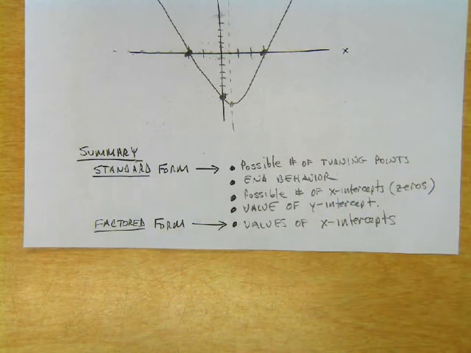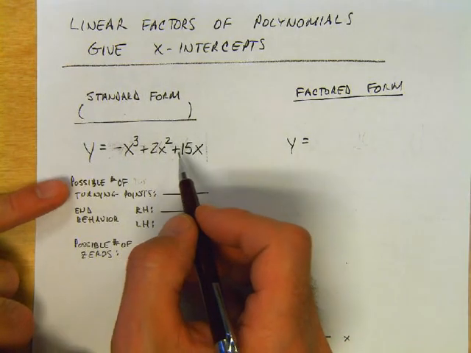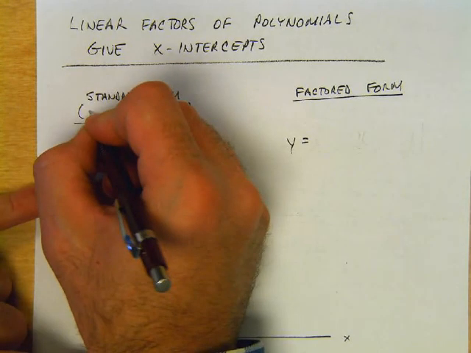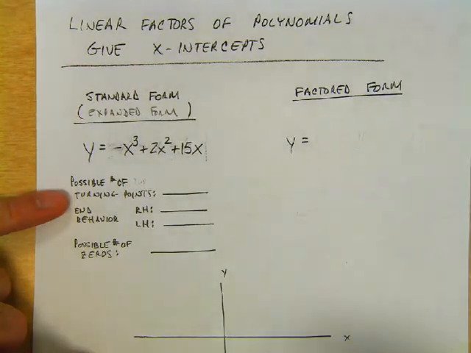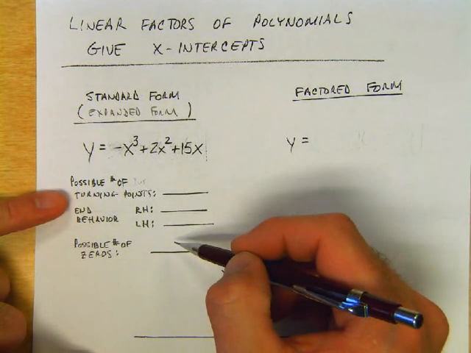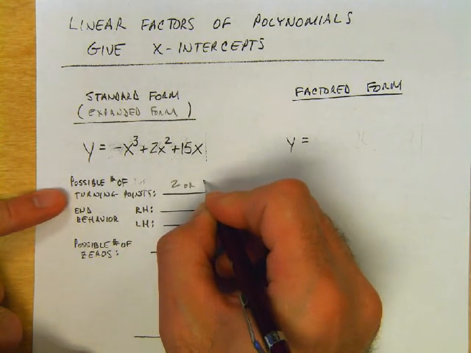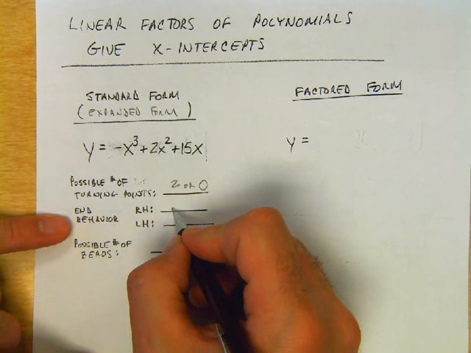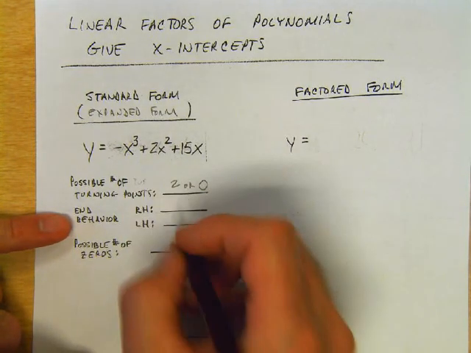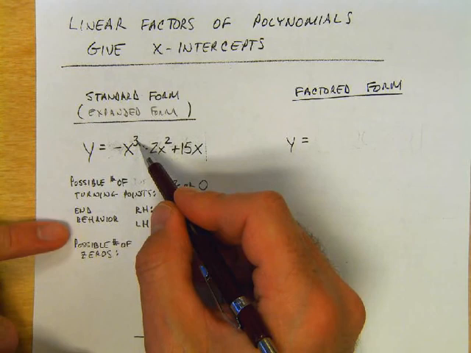Okay, let's do another example. If you flip over to the other side of the sheet, there's another polynomial here. So let's do the same process again. Just put this in here, standard form, expanded form, the same thing. Fill out these blanks. Possible number of turning points, 2 or 0. Right hand end behavior. Lead coefficient is negative, so it's down. The degree is odd, so the left hand is up.